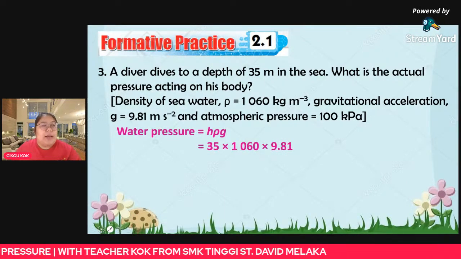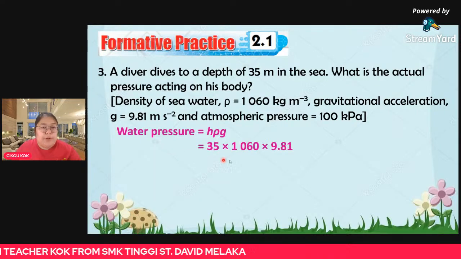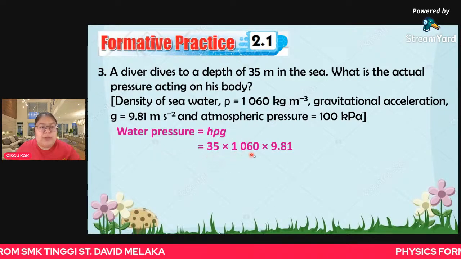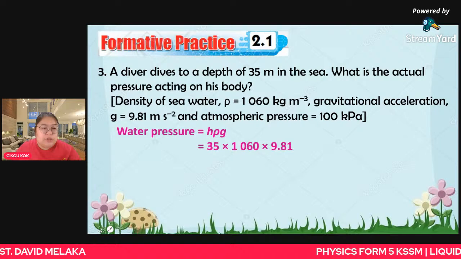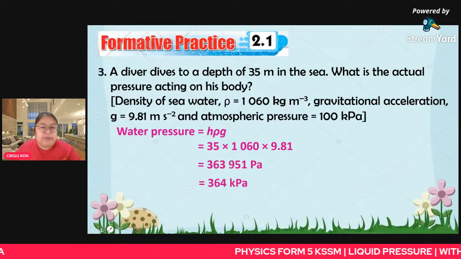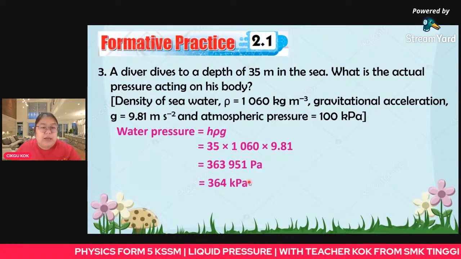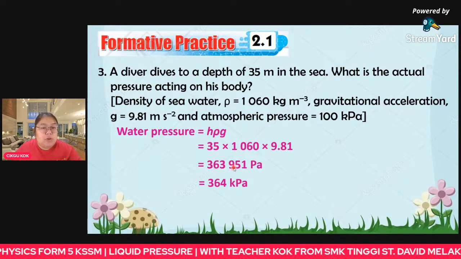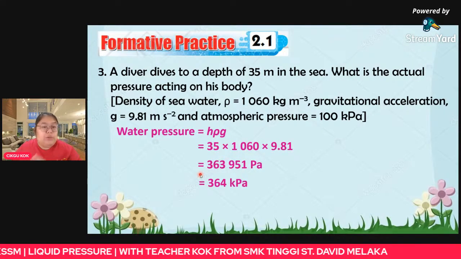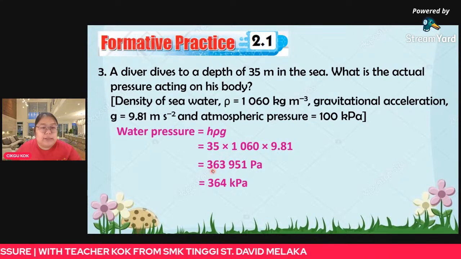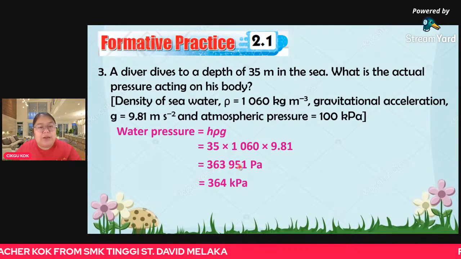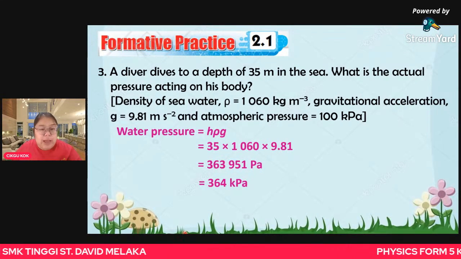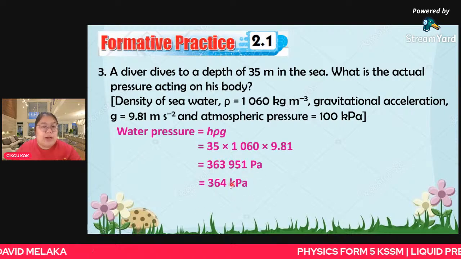Okay, Jaya, give me the answer already. The water pressure is 35 multiply 1060 multiply 9.81. So we need to find the normal pressure first. This one is the water pressure. If I want to use kilo, you can straightforward take 363.951 kilopascal, also can. If I round the number, I take 364 kilopascal.